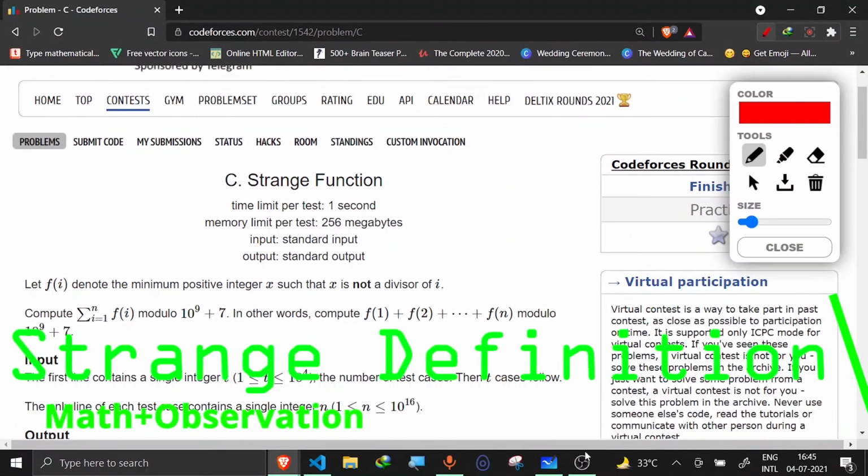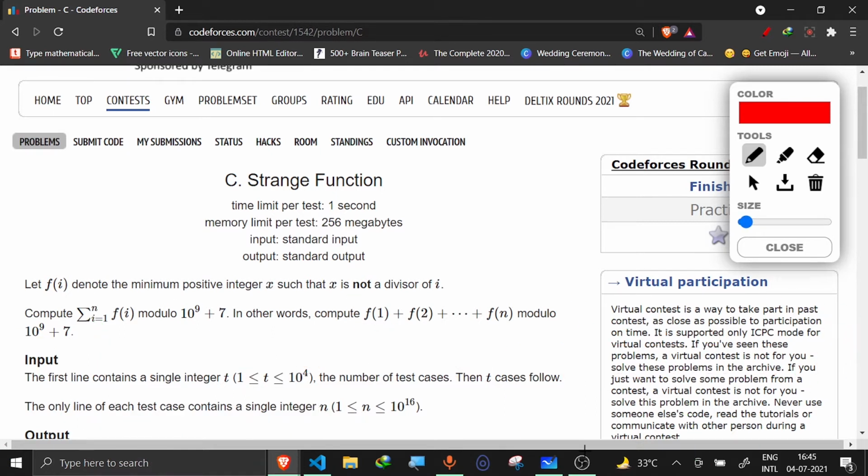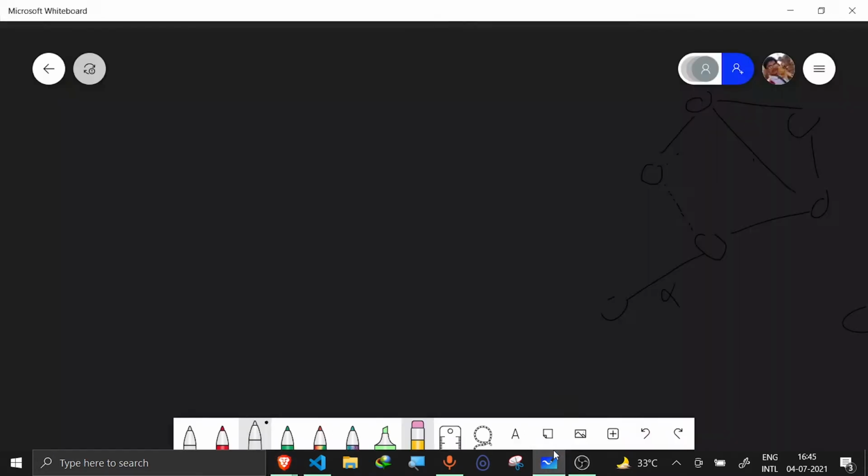So, hi guys. Today I'm going to discuss the question C, Strange Function, of Codeforces Round 729. Basically, here you would be given a number n and you need to find a positive integer x such that it is not a divisor of the ith number. Then you have to sum up all these x's for 1 till n, and that is our answer. So let me show you by example.